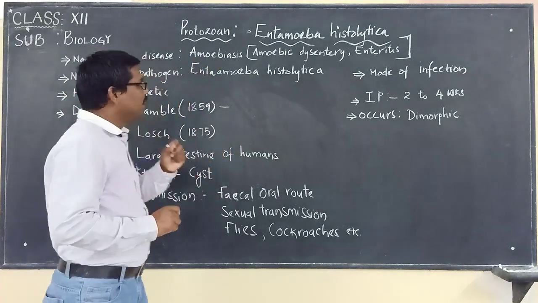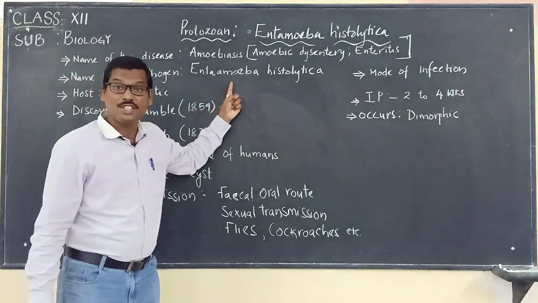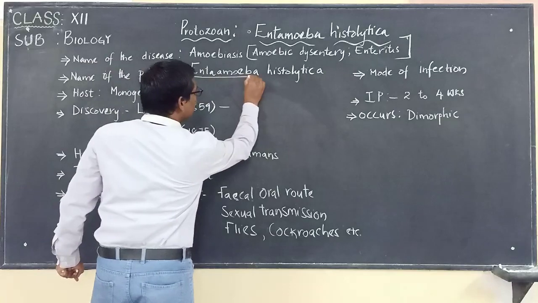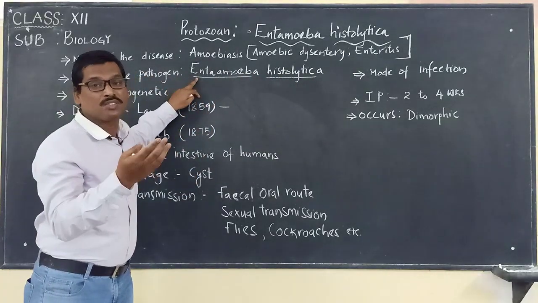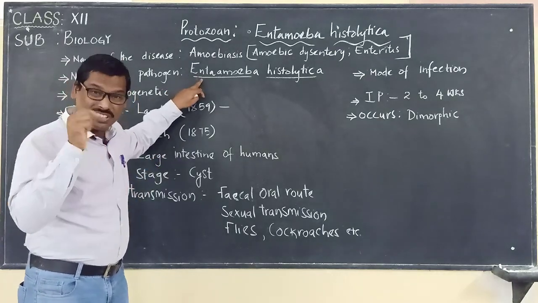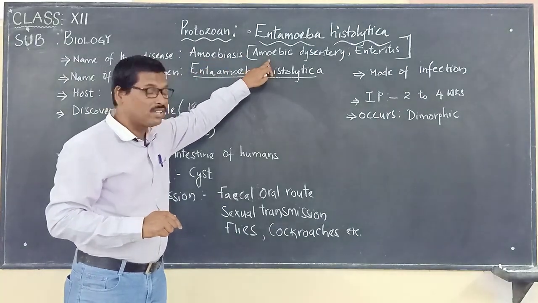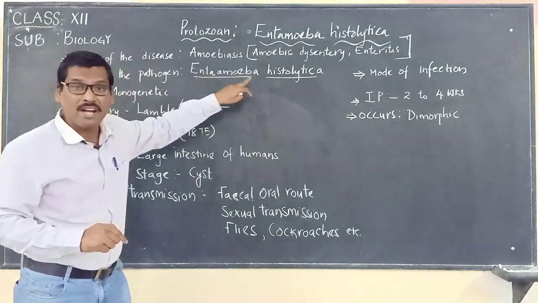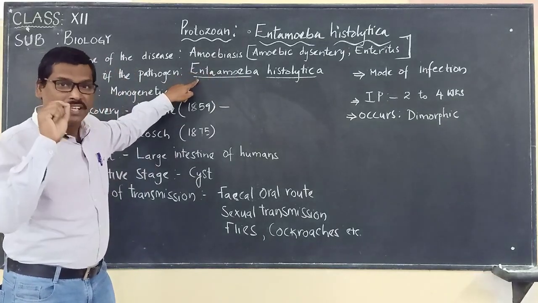And this disease is caused by the pathogen called Entamoeba histolytica. Pathogen means the disease-causing organism. So the pathogen which is causing the disease, amoebiasis or amoebic dysentery, is called Entamoeba histolytica. This is the name of the organism which is causing the disease.